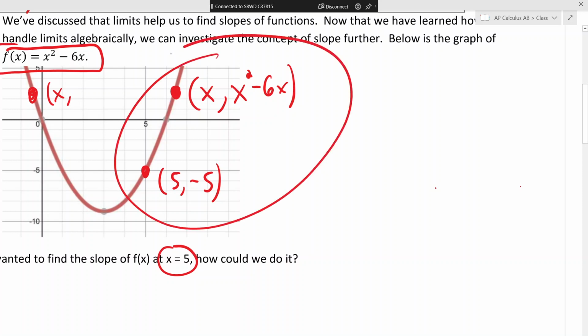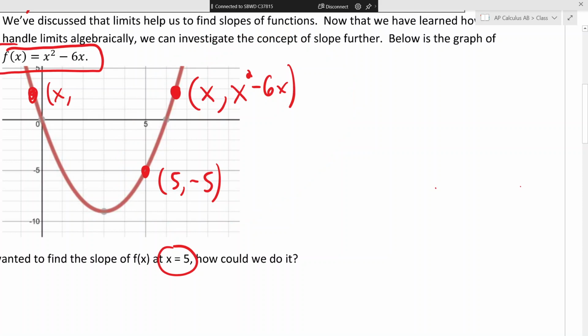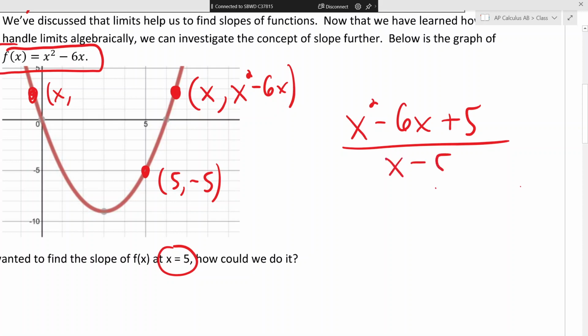What's the formula for the slope between these 2 points? y2, which is? Yeah, so what is that, from this particular question? x squared minus 6x, minus negative 5, but that's just plus 5, right? We all know that. Over x minus 5. And that's the slope from the point here to any other point on there. Again, I drew it there, but it just as easily could be over here. It can be anywhere. X can be any number.